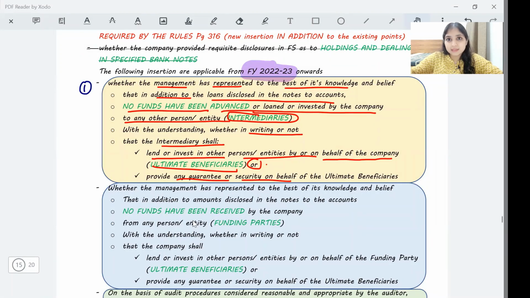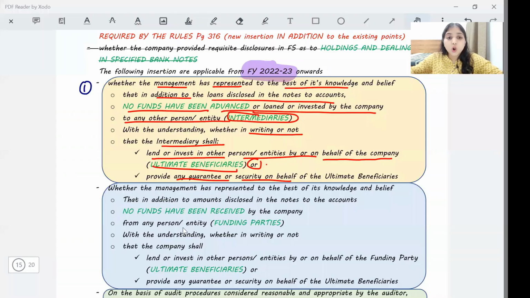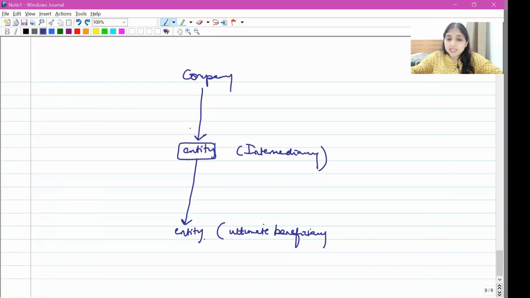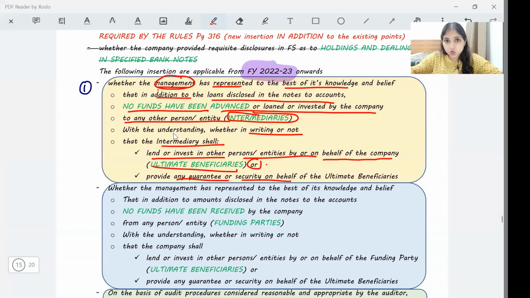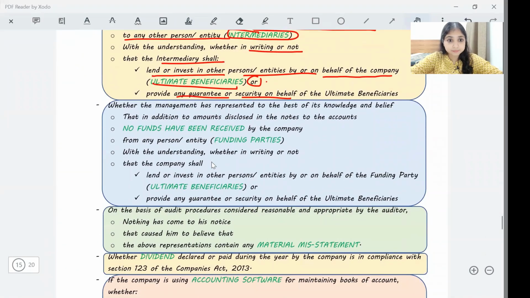Whether the management has, basically, in case a company has given a loan to another entity under an agreement that this entity shall give a loan to another entity, then this has to be disclosed. So the auditor is going to report in the audit report whether the management has given a statement that, to the best of their knowledge and belief, all these loans are properly disclosed in the financials or not. So in case the company is giving a loan to an intermediary, which is going to forward the loan to another entity, the ultimate beneficiary, this has to be properly disclosed in the financials.